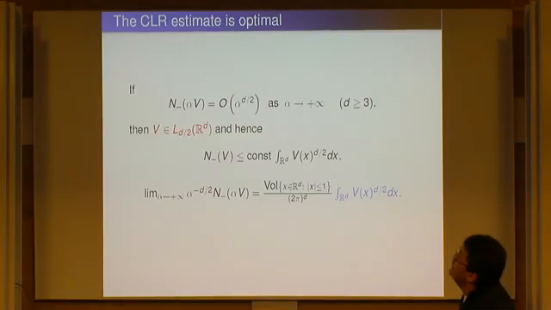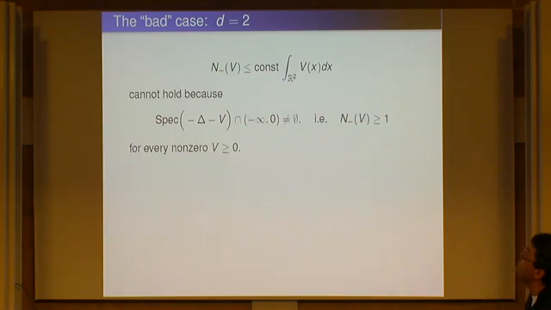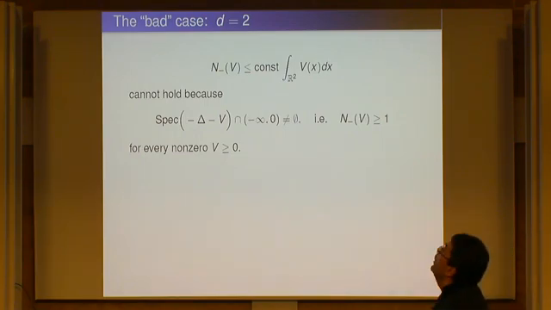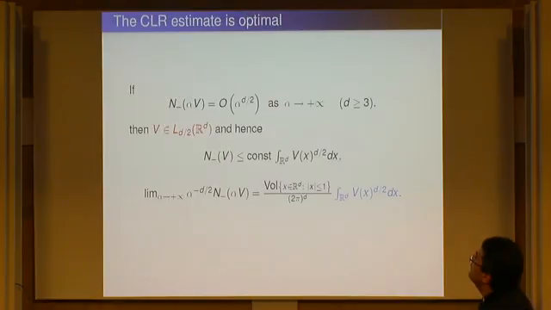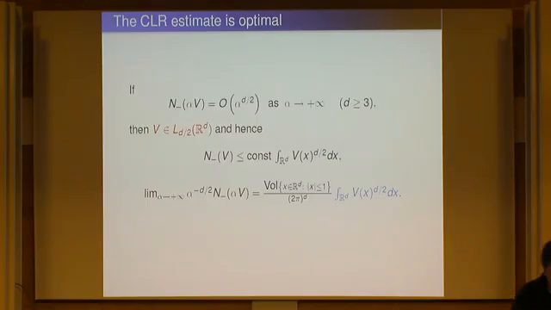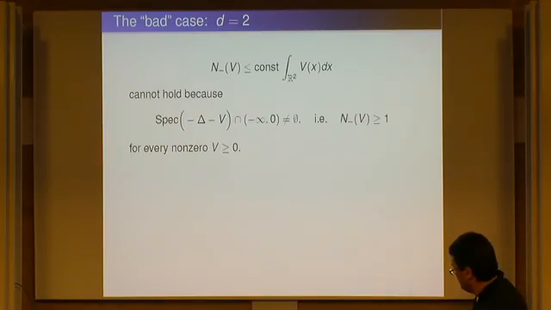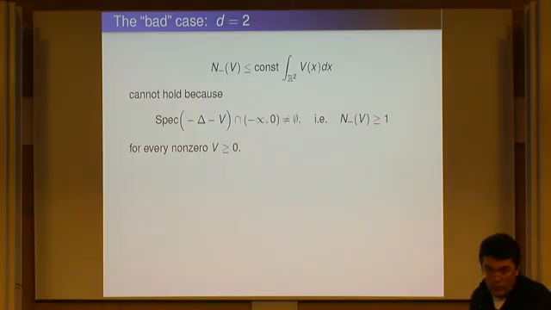So this case, where the dimension of the underlying space is at least 3, is well understood. Now, the power here, as you can see, is d over 2. So if you formally take d equal to 2, the two-dimensional case, then formally the estimate should be just the integral of v. However, this estimate cannot hold.